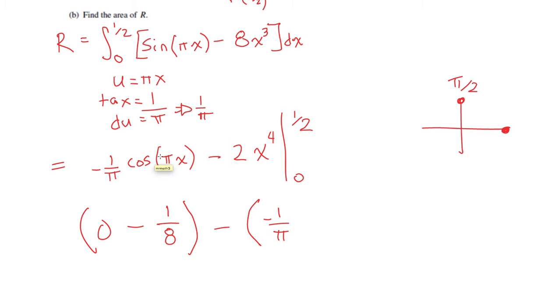All right, so 1 times negative 1 over pi is negative 1 over pi. Plugging in 0 over here is 0, so minus 0. So negative 1/8 minus 1 over pi is negative 1/8 plus 1 over pi.